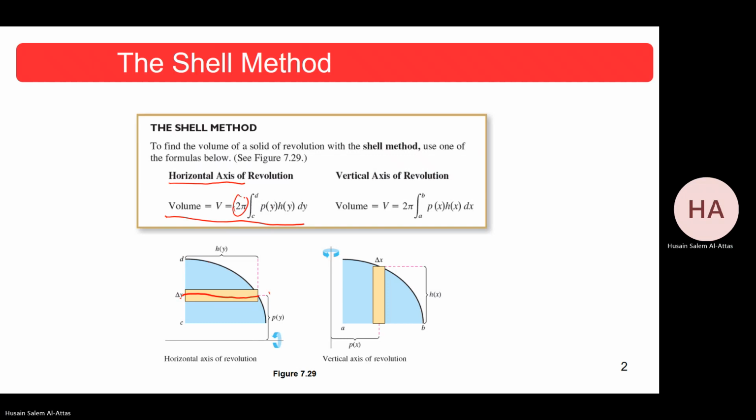Times 2 pi, integral from C to D. This is in terms of y, where y is between C and D. Here I have x between A and B, and the same thing, but now this is my axis of revolution, and the line will be parallel to the axis of revolution. That will be the length of the line, and consider this is x, so it will be x, the distance between this and the axis of revolution. We'll see examples.